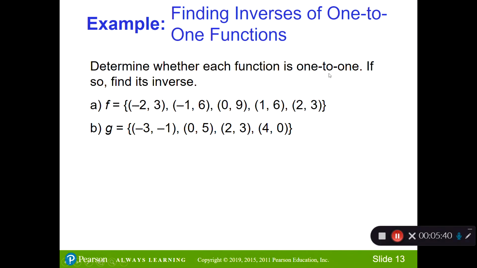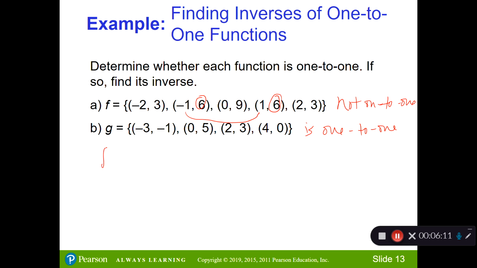Determine whether each function is 1 to 1. 1 to 1 means every x has only one y. So let's look here. 3, 6, 9, 6. Oh, look at this. Same y value, 2 different x's. Not 1 to 1. Now let's look here. Negative 1, 5, 3, 0. Those are all different y's. So this one is 1 to 1.